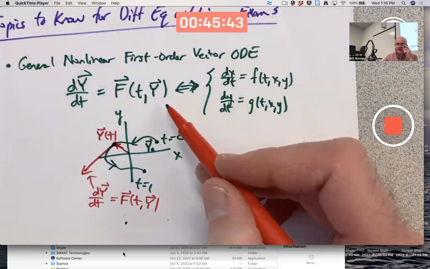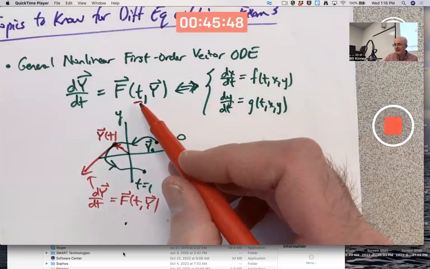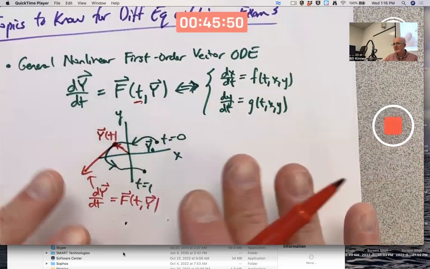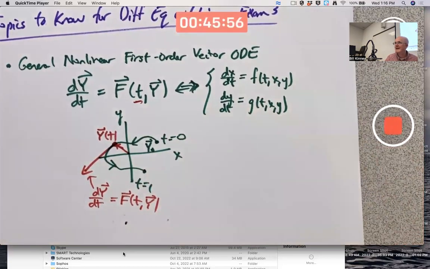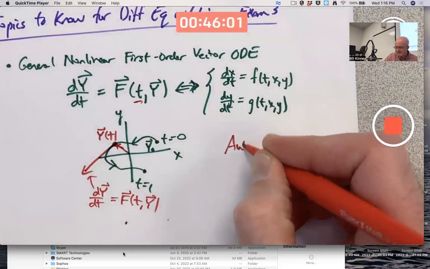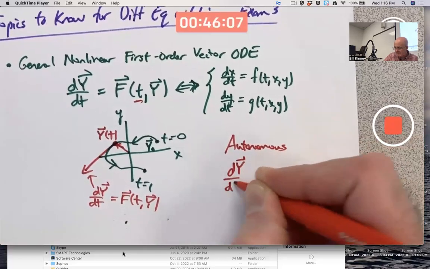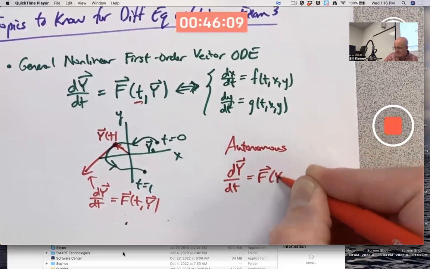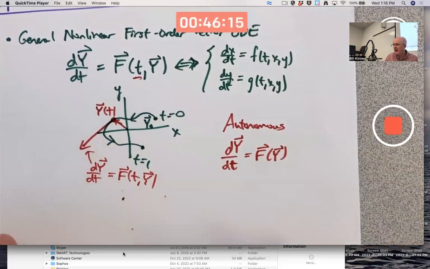When the vector field is non-autonomous, it's time dependent. That means the arrows in the vector field can actually change over time, and that actually means solutions can cross themselves or cross each other. However, in the autonomous case, the vector field does not depend on time. It's just an f of y. The arrows in the vector field do not change over time. And the existence and uniqueness theorem says distinct solution curves can't cross.